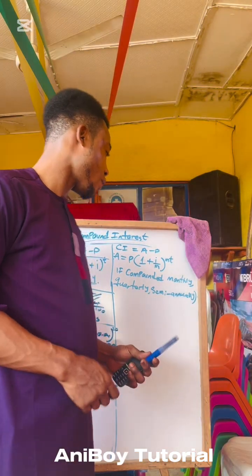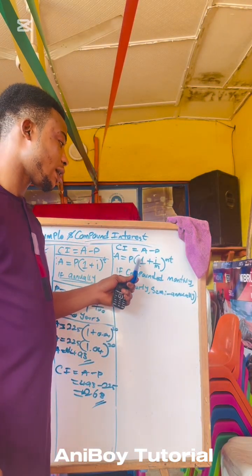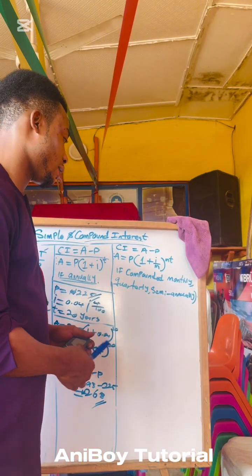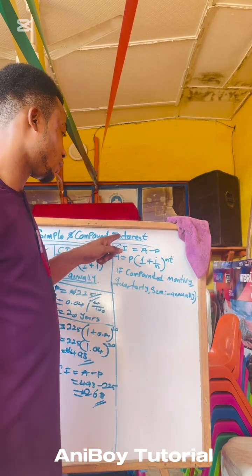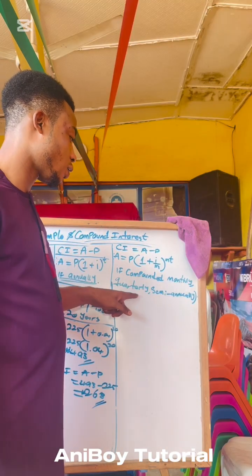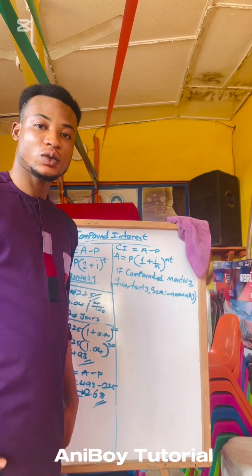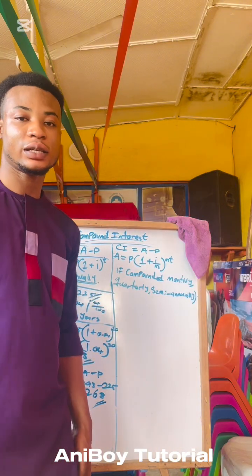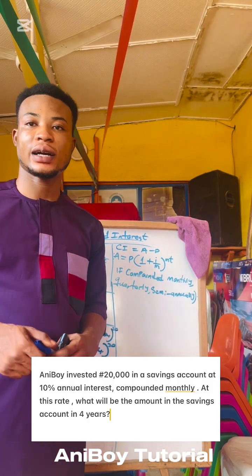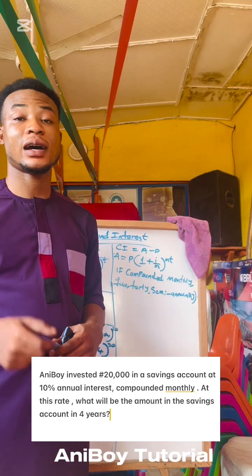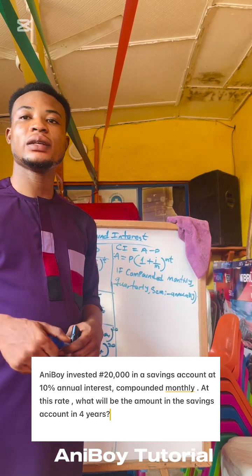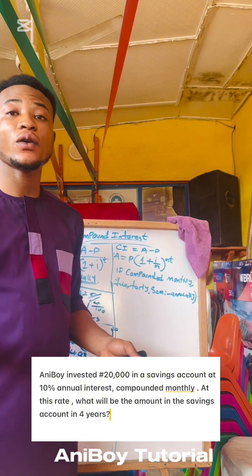Alright, so for questions under this, for us to use this formula, the question must tell us to find the compound interest by saying compounded monthly, quarterly, or semi-annually. So let us test this formula by using this example. Anybody invested 20,000 naira in a saving account at 10% annual interest, compounded monthly. At this rate, what will be the amount in the saving account in 4 years?